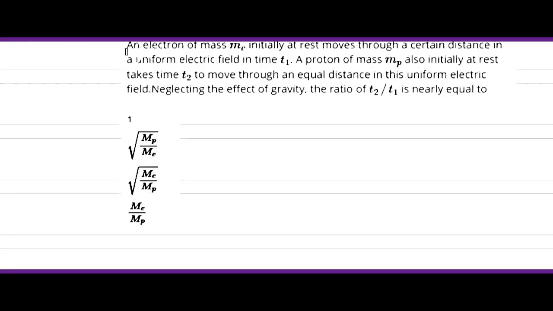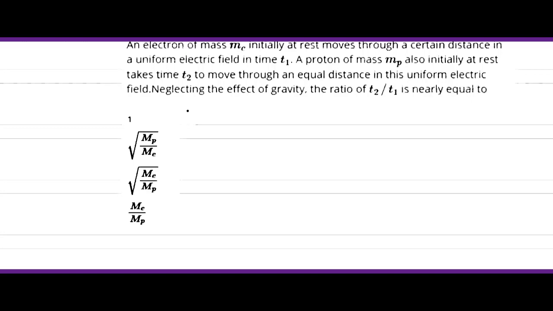Hello students, our question is: an electron of mass me, initially at rest, moves through a certain distance in a uniform electric field in time t1. A proton of mass mp, also initially at rest, takes time t2 to move through an equal distance in this uniform electric field. Neglecting the effect of gravity, the ratio of t2 by t1 is nearly equal to?